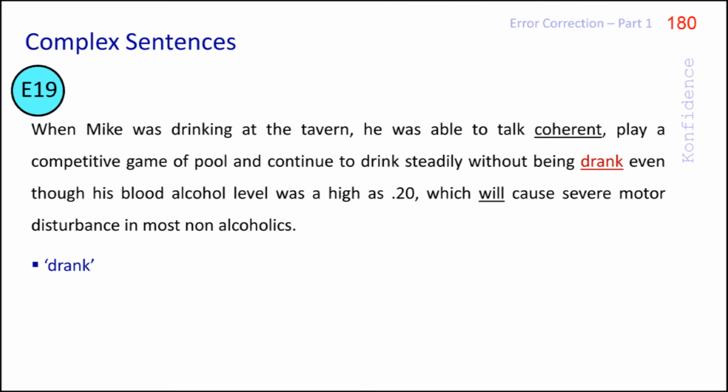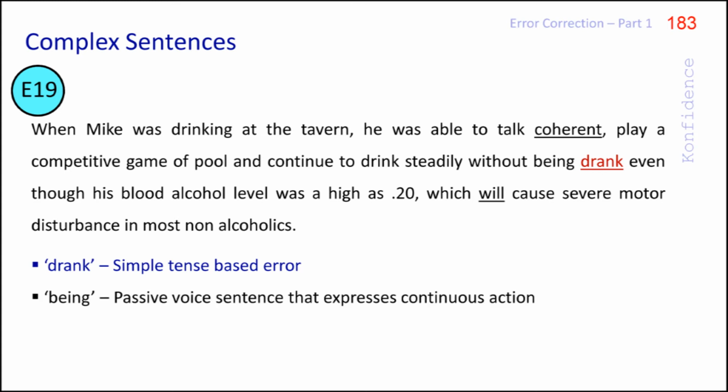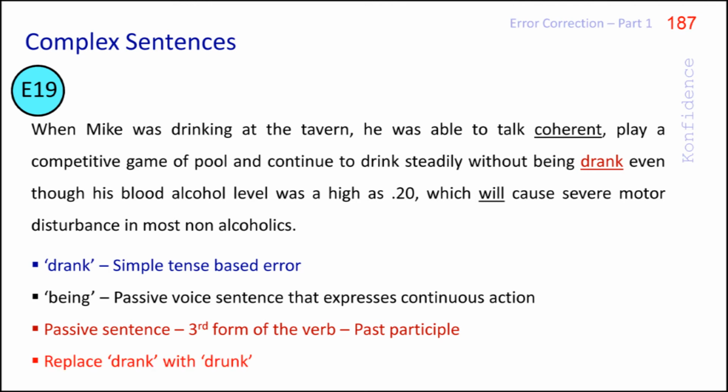The second mistake in this sentence is in the form of drank. It is a simple tense-based error. Being is used in a passive voice sentence that expresses continuous action. In a passive sentence, the third form of the verb, that is past participle, must be used. Drank is the second form of drink, so replace it with the third form, drunk.